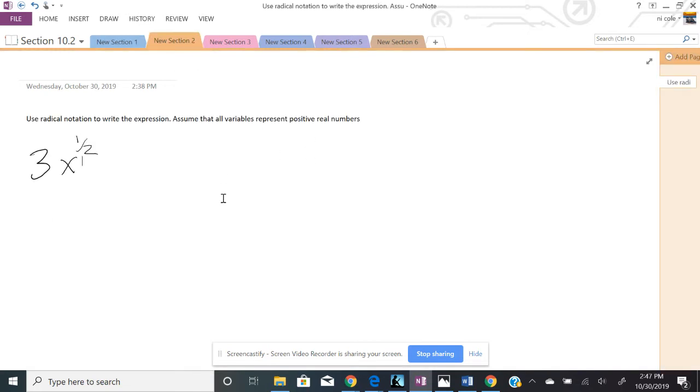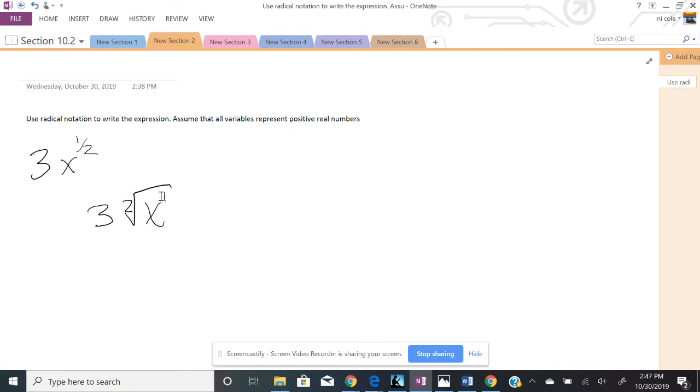Okay, you also might be asked to use radical notation to write the expression. Assume all variables represent positive real numbers. Okay, so basically they want you to put it into radical form. Okay, that 3 is not included in the 1/2. So that tells you it's going to be 3 times our radical. The x goes inside, it goes to the first power over 2.